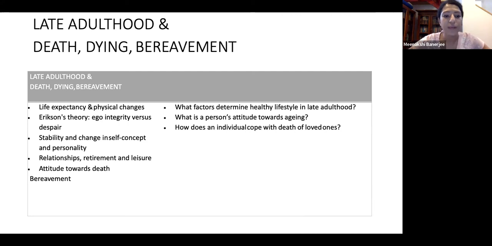Right? So we look at the stability and change of the self-concept. We look at relationships and how they change. We look at relationship with career and relationship with retirement as it changes in late adulthood.